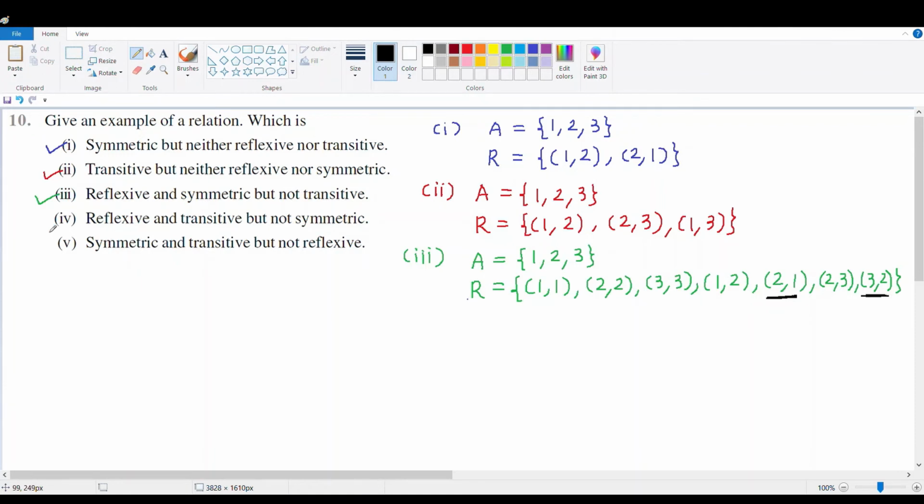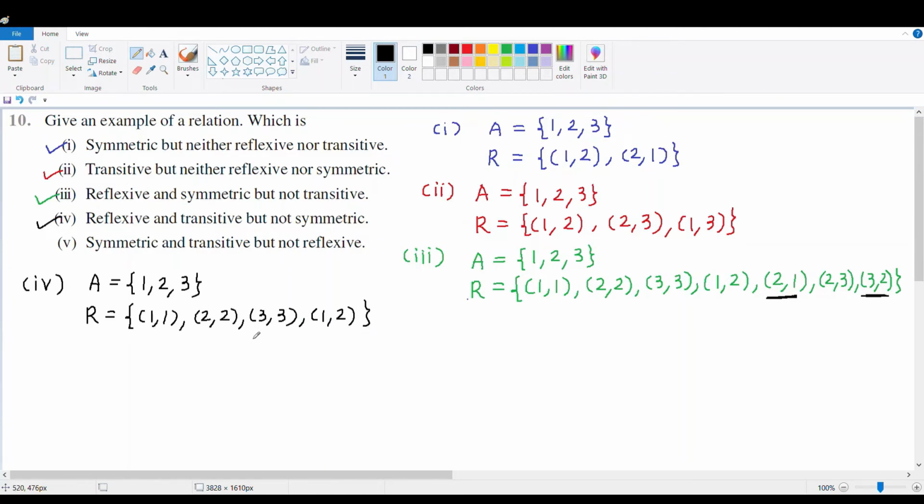Now we'll do question 4. In that, you are supposed to give an example such that it is reflexive and transitive but not symmetric. Again, let's take that same A, so 1, 2, 3, and in R, since it has to be reflexive, 1, 1 must be there, 2, 2 must be there, 3, 3 must be there, and it must be transitive as well. So let me just add one of them and I think it will be enough.